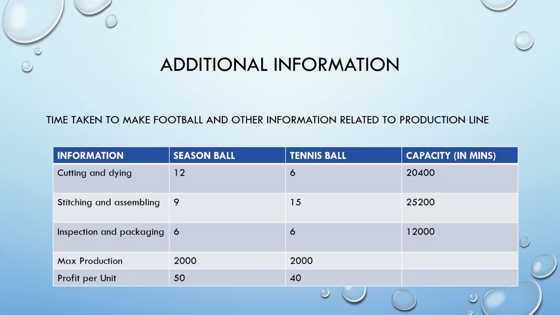Season balls can produce a maximum of 2000 units. Similarly, tennis balls can produce a maximum of 2000 units. Profit per unit for a season ball is 50 rupees. Similarly, profit per tennis ball is 40 rupees.